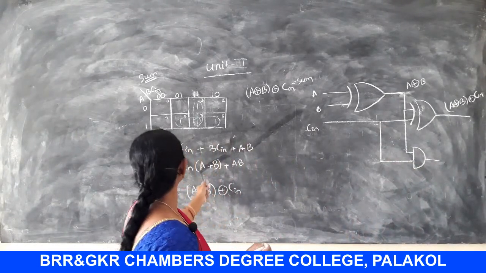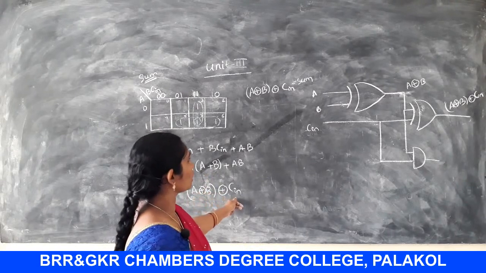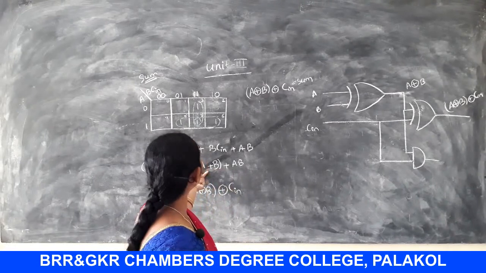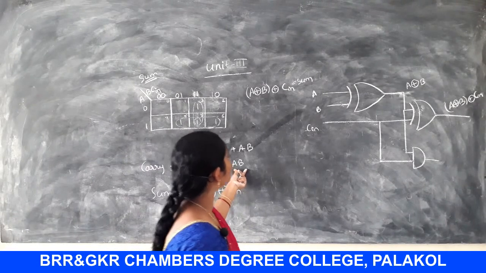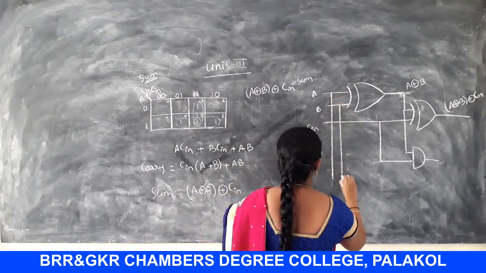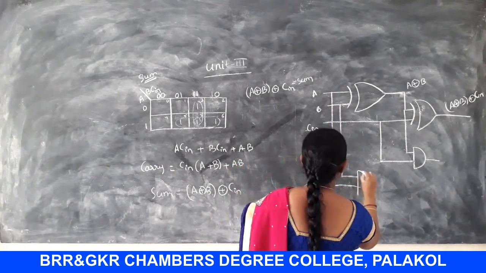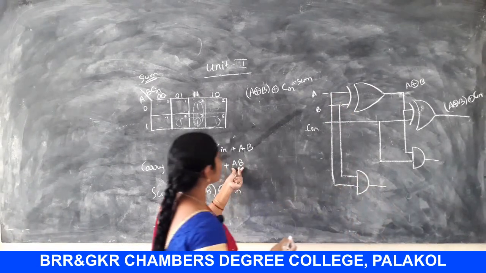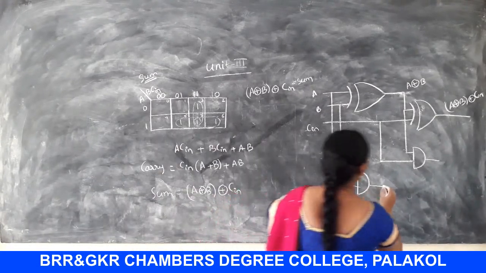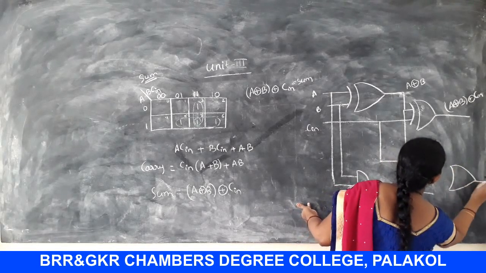Okay. So this is A XOR B XOR Cin and this is AB. For these two, A and B gives AB. So here this is AB, and for these two expressions an OR gate is there. That means the summation is there. Therefore the OR gate is needed here.